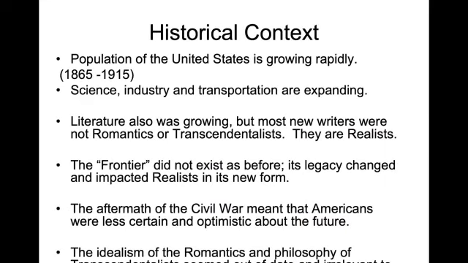So taking a look at the historical context of the realist movement itself, the population of the United States is growing rapidly. Science and industry and transportation are expanding, where we see our American Civil War basically taking over from the Mississippi River out east, from the north and south. Our Western society is only just beginning to grow. Pioneerism is going to expand rapidly during the time of the realist movement, and our immigration is also going to expand rapidly.